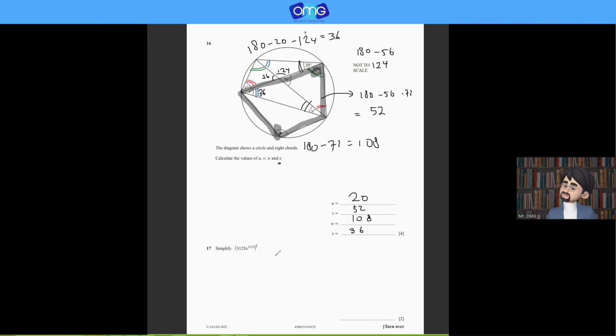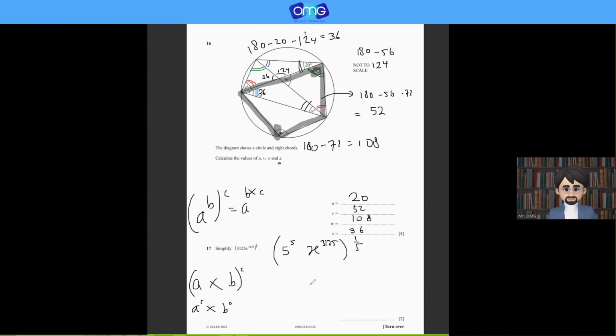3125, I think that's about 5 to the power of 5, yeah. And this is x to the power of 3125 to the power of 1 over 5. So we're gonna use this formula, which is (a times b) to the power of c, yeah, with c outside the bracket. This is a to the power of c times b to the power of c, yeah, and (a to the power of b) to the power of c will give us a to the power of b times c.